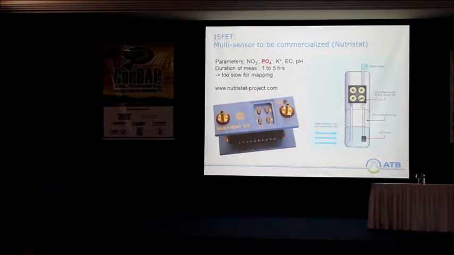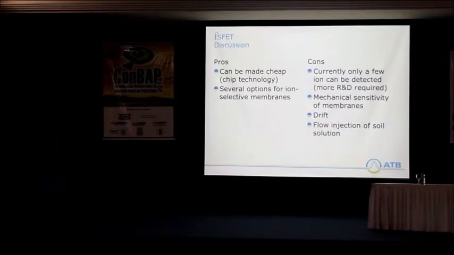There's another new sensor development based on ISFET. It's from the consortium Nutristat. It is not commercially available right now, but they want to sell it. The interesting thing, very interesting combination of parameters, so nitrate, phosphate, potassium, and pH. All these in one sensor. However, the disappointing thing, it's too slow, 1 to 5 hours. So the good thing about this ISFET sensor, they can be made very cheap.